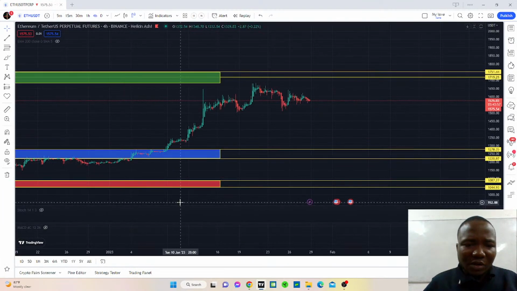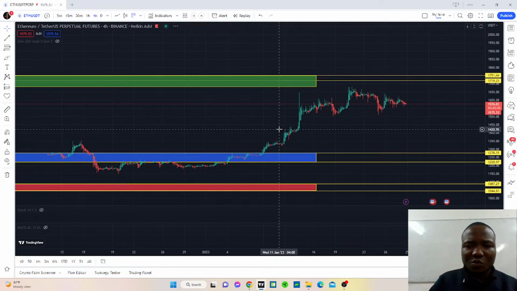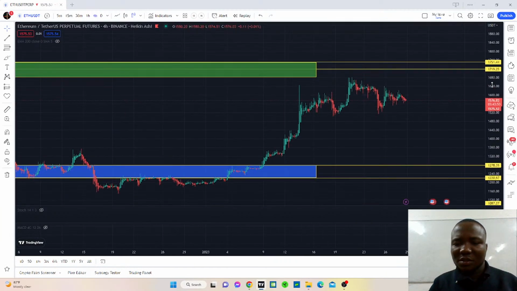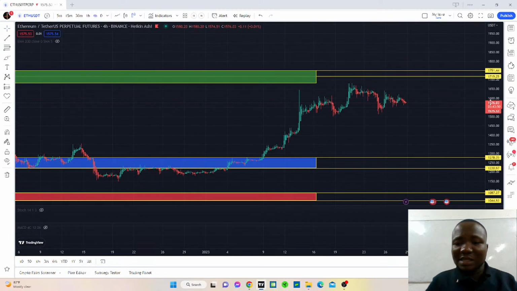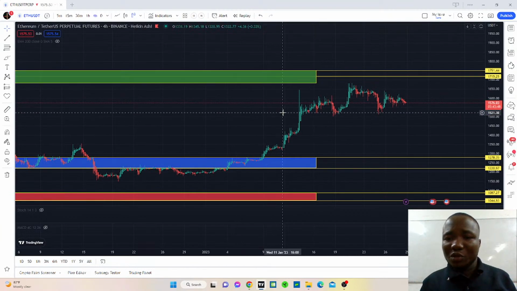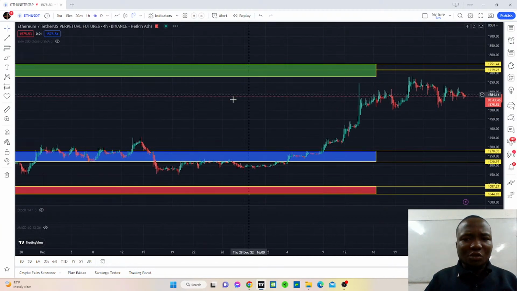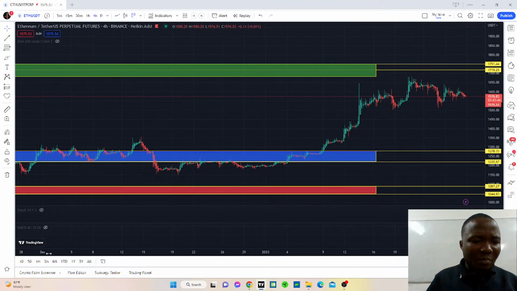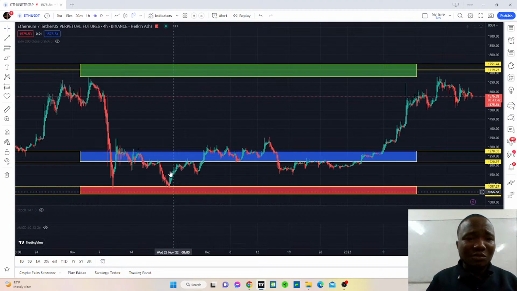I'll switch down to the 4 hours time frame. So we are in the 4 hours time frame now. Like I said, the market is in a bullish condition. So first, I will mark out my possible support and resistance zone.